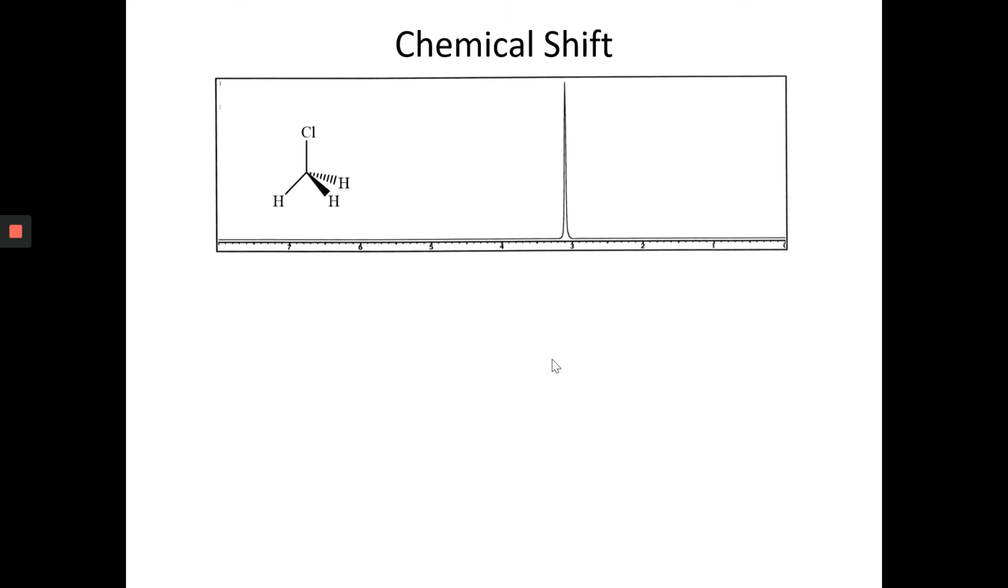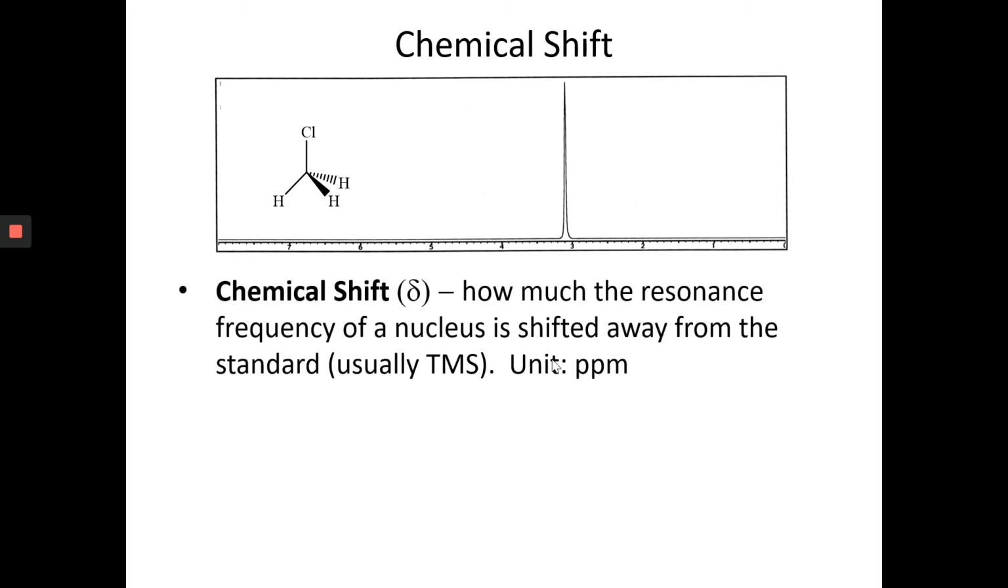So here is our chemical shift. Let's make sure that we get a good definition for chemical shift. We've been talking about this a lot. Here's that symbol, the lowercase Greek letter delta. Chemical shift is how much the resonant frequency of a nucleus is shifted away from our standard. For our purposes, the standard is always going to be the compound TMS, which will appear at 0. So it's how much the Larmor frequency, the resonance frequency, is shifted away from TMS. And the unit for chemical shift is parts per million.